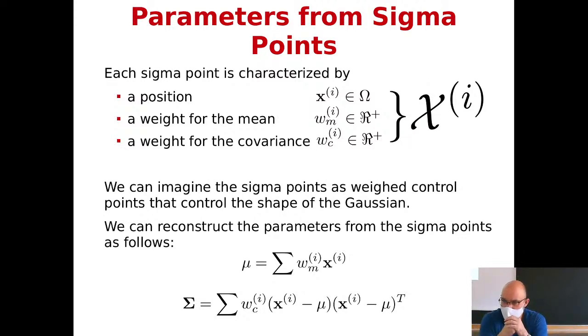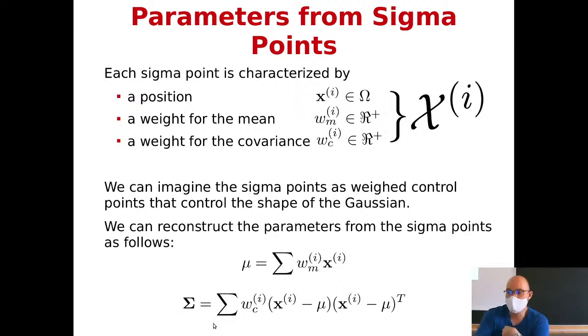Now, how can we reconstruct the mean from a set of sigma points? Well, quite straightforward. The mean, mu, will be computed as the scaled sum of all the values of the points, which means the position of the sample, scaled by the weight that we use to construct the mean, Wm, right? Very similar to the construction of a mean from a set of samples.